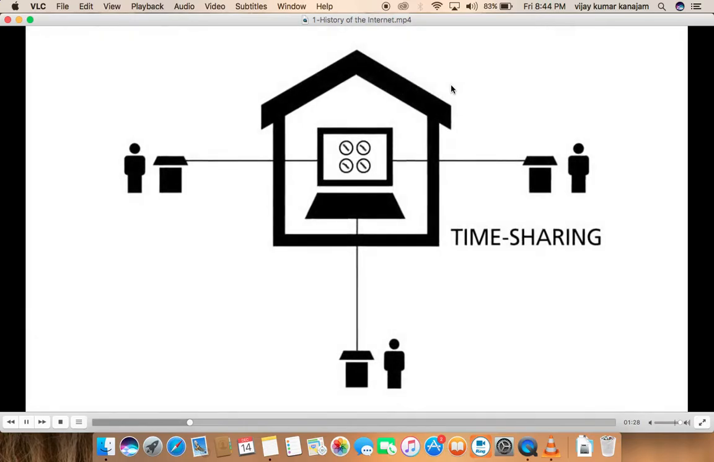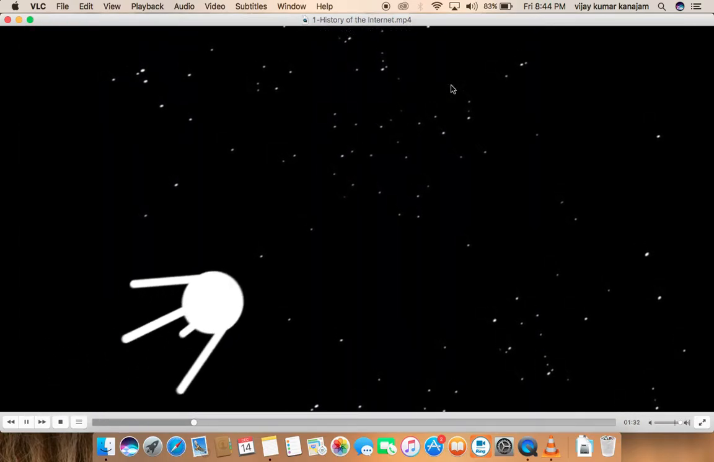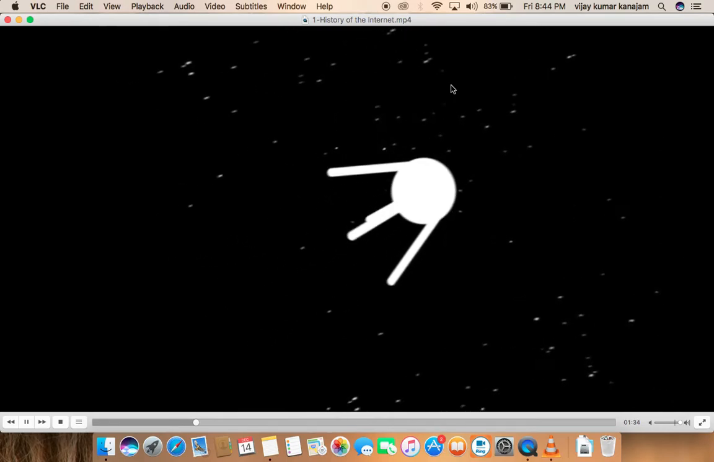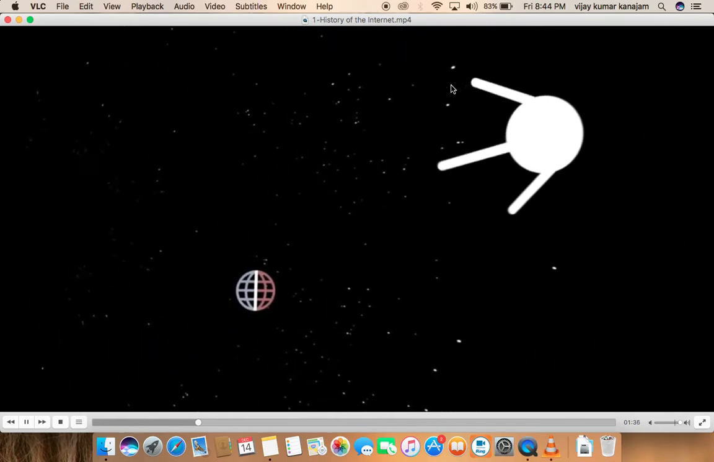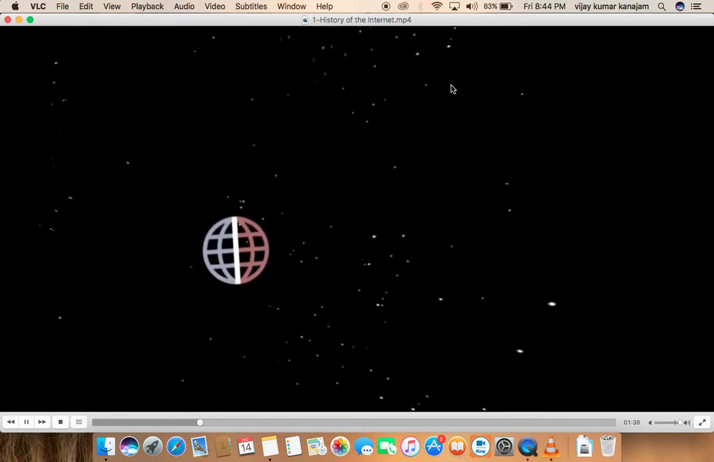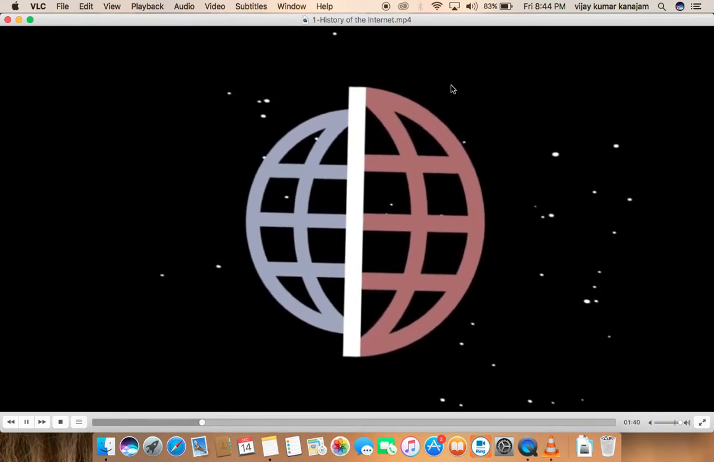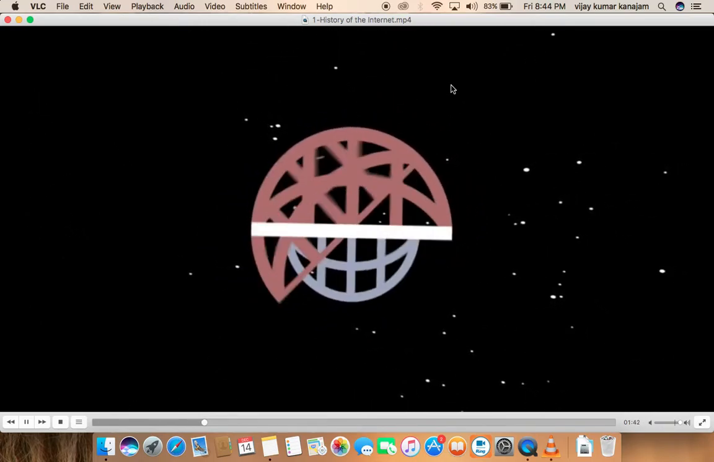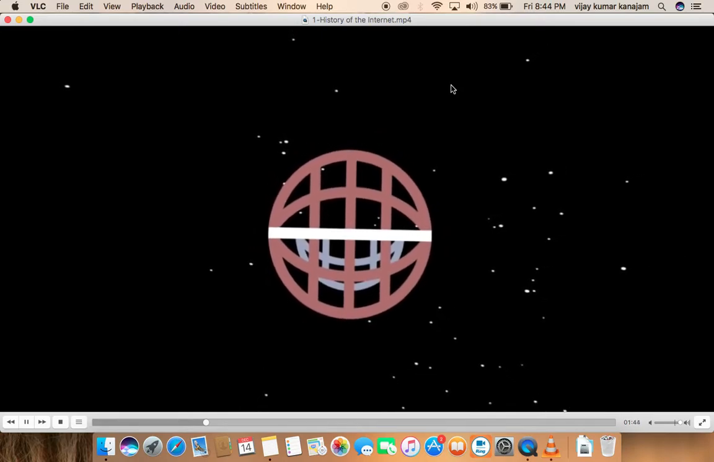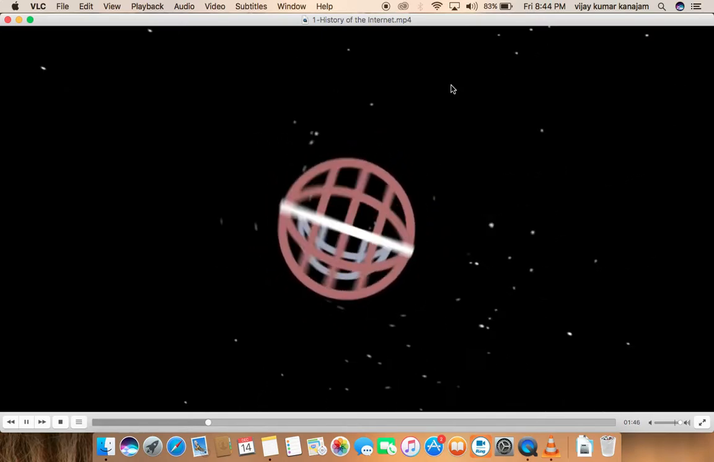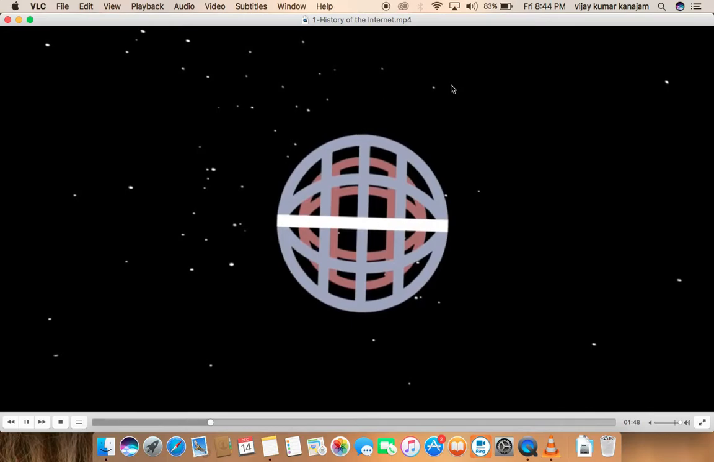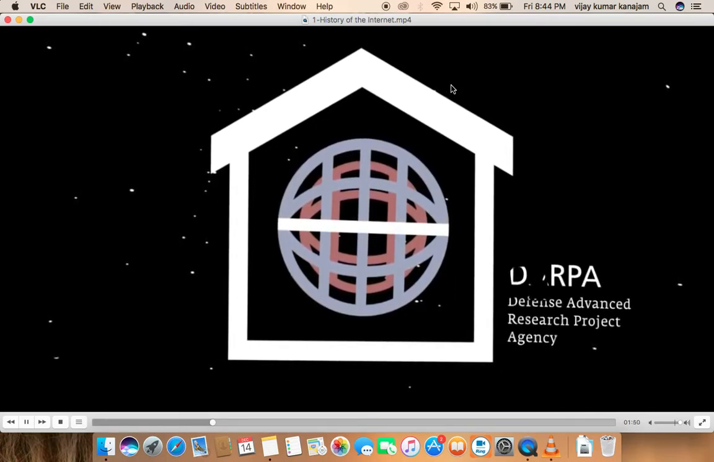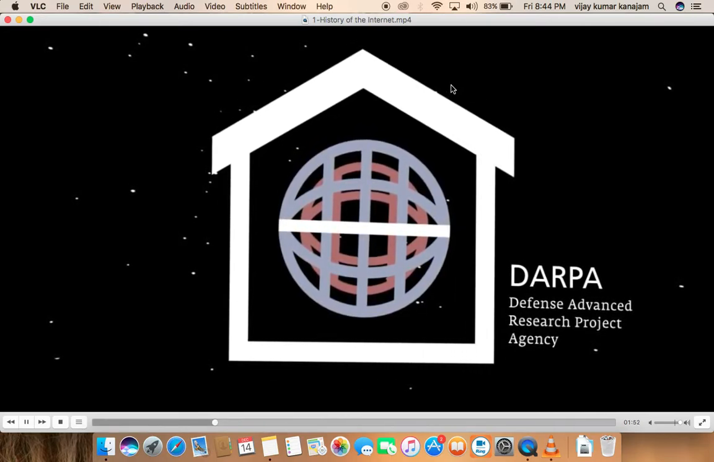On October 4th in 1957, during the Cold War, the first unmanned satellite Sputnik 1 was sent into orbit by the Soviet Union. The fear of a missile gap emerged. In order to secure America's lead in technology, the US founded the Defense Advanced Research Project Agency in February 1958.